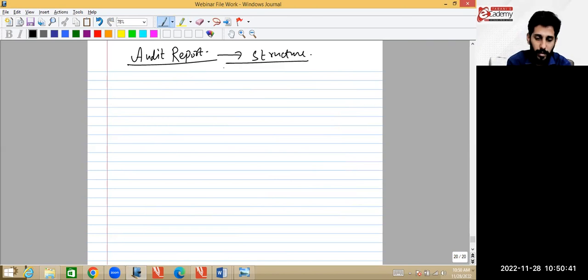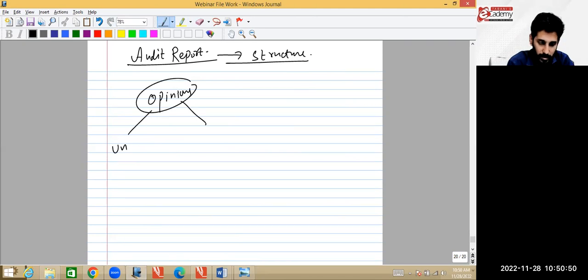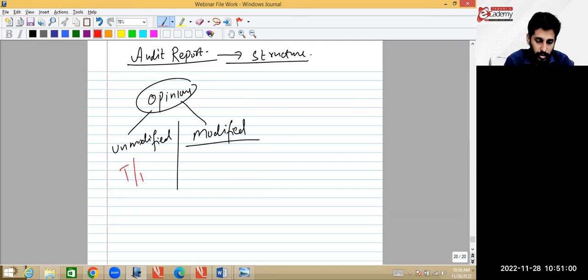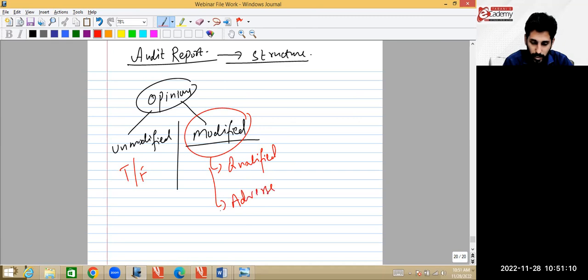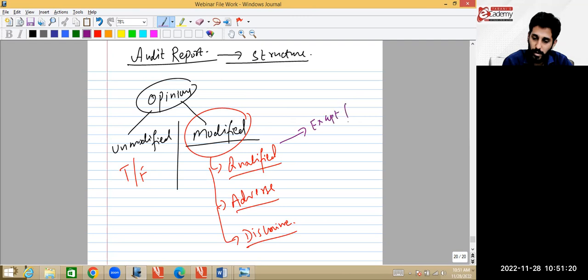And the audit report shows the structure, right? In the report, there are the opinions. Now the opinion is either unmodified or modified. Unmodified means true and fair, and modified means further three things: qualified, adverse, and disclaimer. Qualified means except for. Except for means except for this thing, financial statements are true and fair. All right.